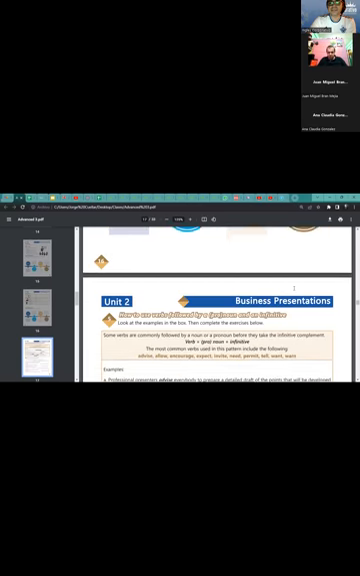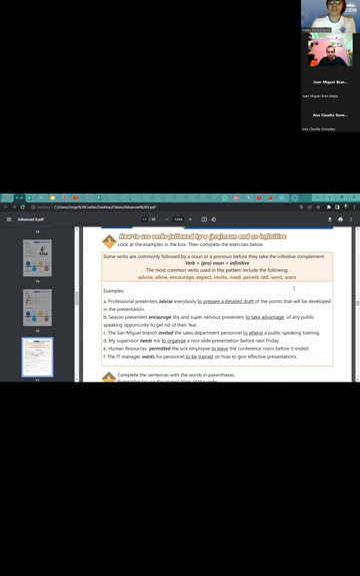Let's see. So now, how to use verbs followed by a pronoun or a noun, and an infinitive. So that will be it. Let's see. How to use verb followed by a pronoun and infinitive. Look at the example in the box. Then complete the exercise below.